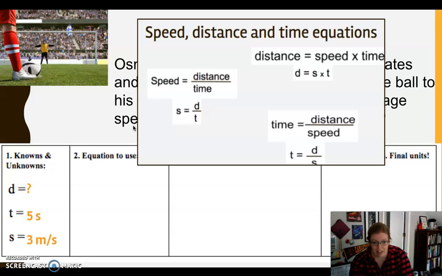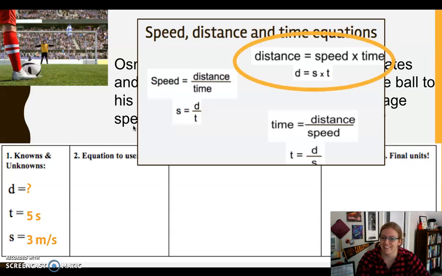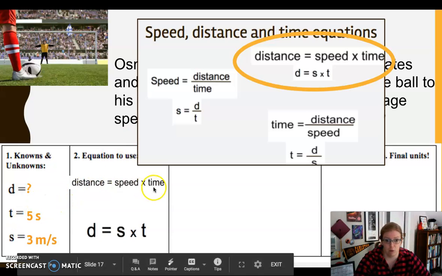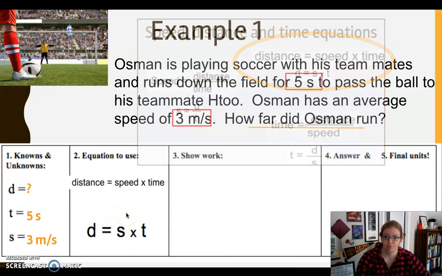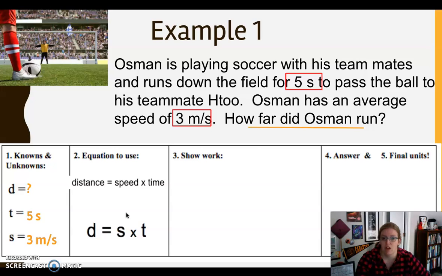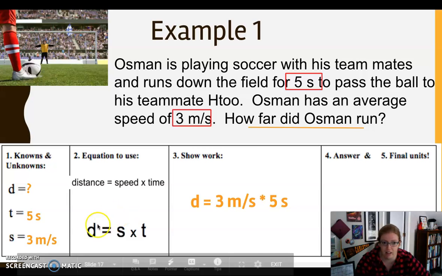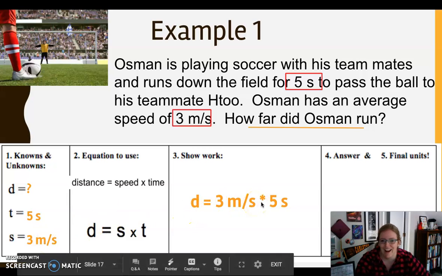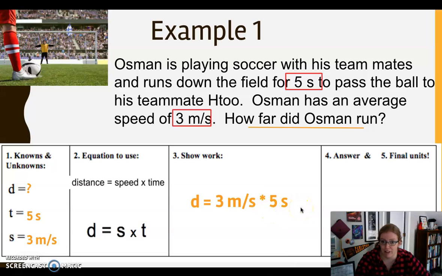Take a moment and decide which equation we should use to solve this problem. Hopefully you agree with me that we should use distance equals speed times time. So I'm going to go ahead and write down that equation. And again, you can write it down in words or just in letters algebraically. Either one is fine. And now I know what equation I'm going to use. So then I'll show my work, writing down that the distance will equal 3 meters per second. That's my speed, Osman's speed, times 5 seconds, how long he was running for. And we can then determine how far he ran.